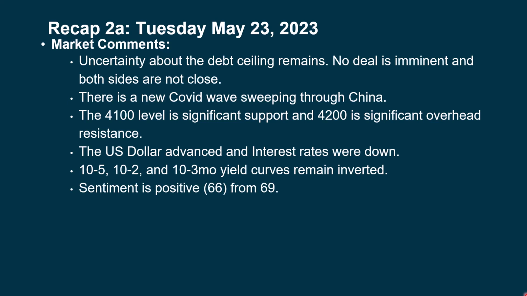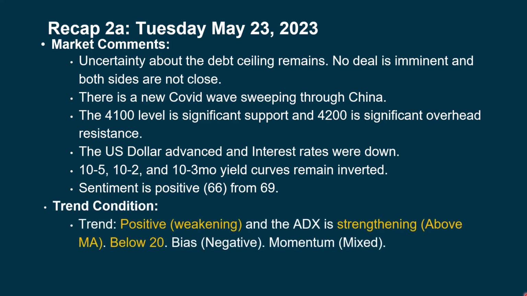It ticked down with the down day. It had been at 69. It closed at 66. Our trend is still positive. The ADX is trying to move back up above its moving average, but the green line is coming down even though it's on top. Both the ADX and the moving average are below 20. Our bias is now negative with the down day, and I've switched our momentum back to mixed.